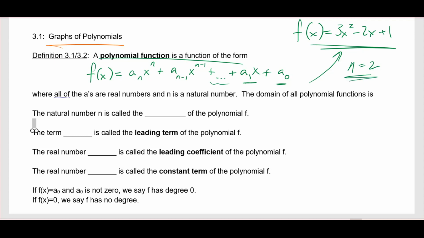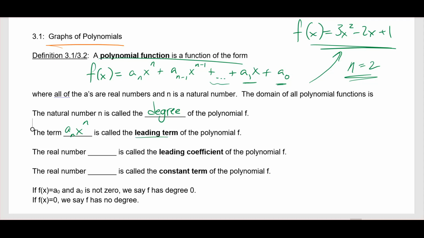So the natural number n, we're going to call this the degree. It's the largest of all the powers on the variable. The term is the leading term. So the leading term is the term that has the highest power on it. So this one is the leading term. And if we're looking back to the one we've got up in the corner here, that's the leading term right there. So 3x squared would be the leading term.